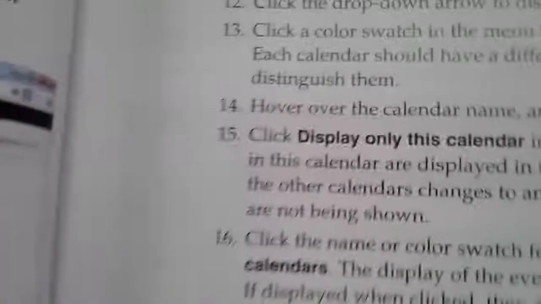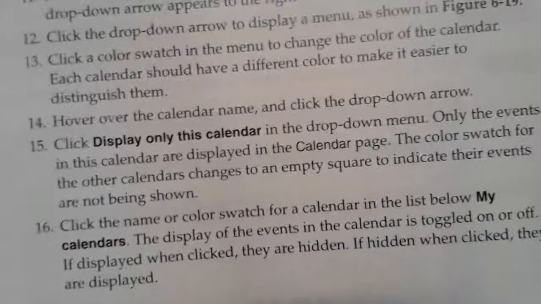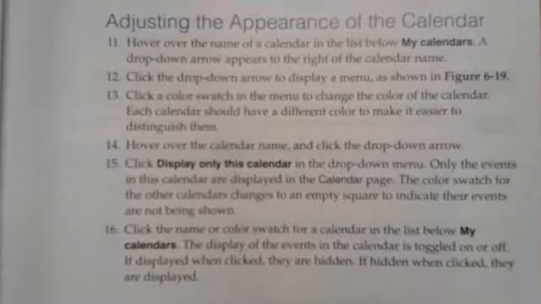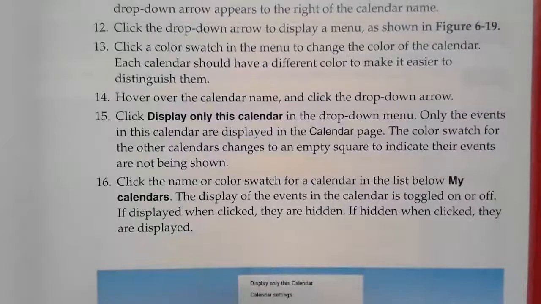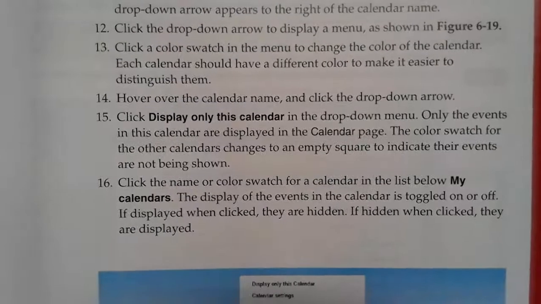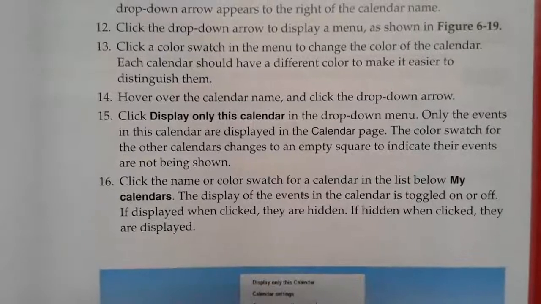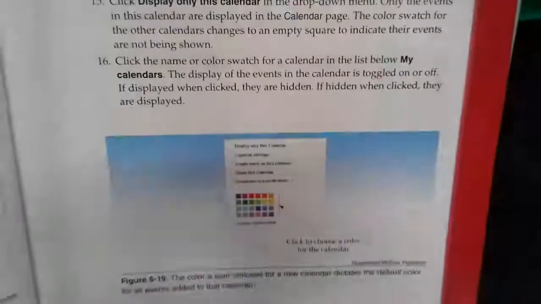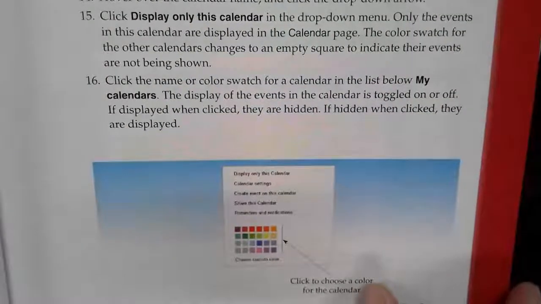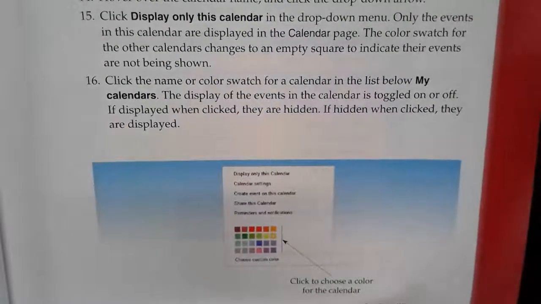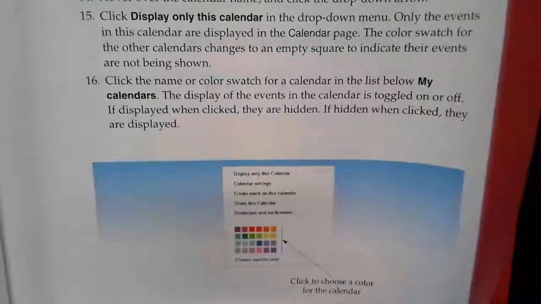Now that you've done that, we can go back over here again to change the appearance. So this new calendar that you've created, you can now choose different things about it. So display only this calendar, so that way you're only looking at that one calendar that you've set up. Click the name or color swatch in the list below My Calendars. I really like this, that you can change the color so that you're able to really identify, this is the calendar that I've set up just for my family. It can be whatever color you want.